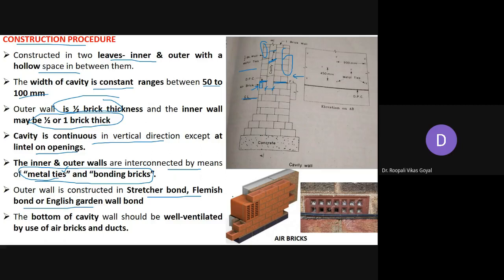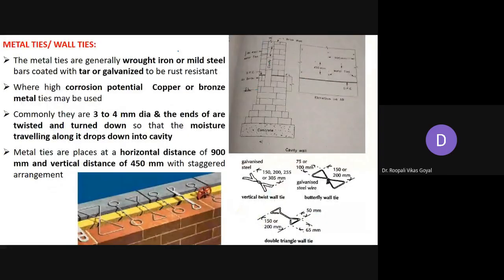And at the bottom of the cavity, here you can see there is a provision of air brick. So here in this figure you can see this air brick, that is provided with certain hollow spaces. So certain kinds of air bricks can be provided at the bottom of the cavity. And this bottom of the cavity wall should be well ventilated by the use of air bricks and ducts. So to provide the proper ventilation, such kinds of air bricks may be provided at the bottom of the cavity wall. Now, we should know about these metal ties or the wall ties.